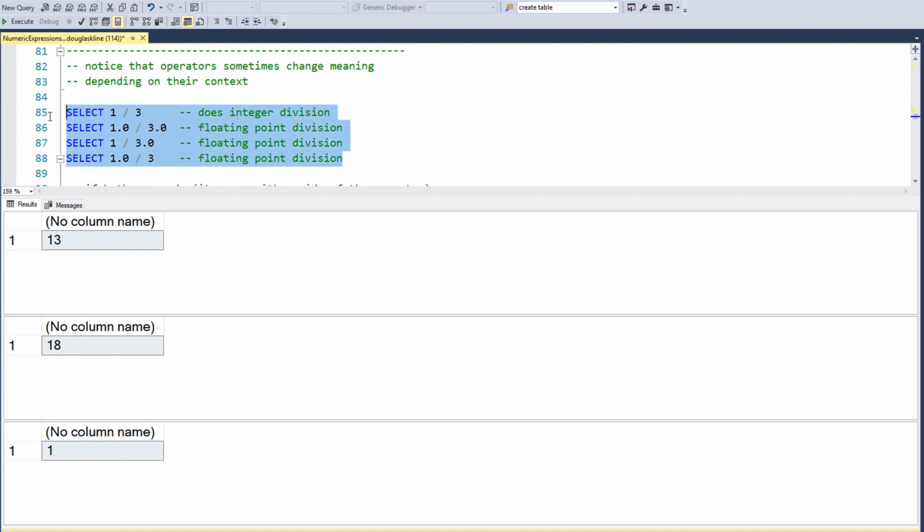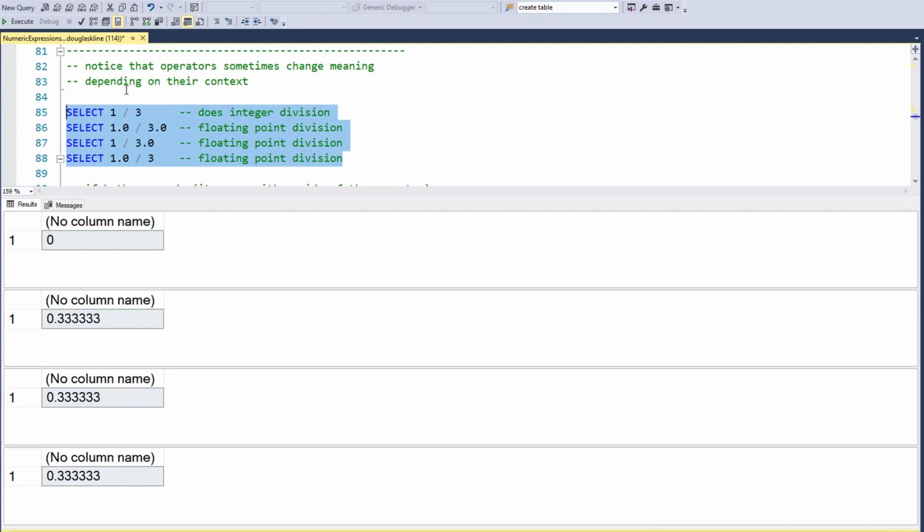Notice also that the operators can change their meaning depending on their context.